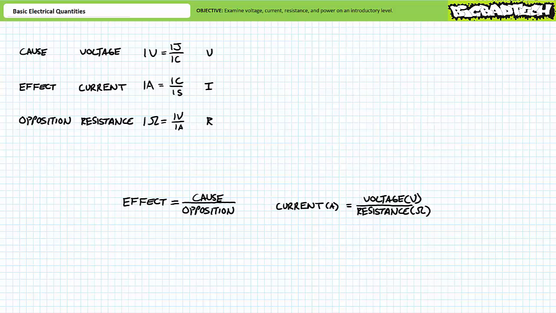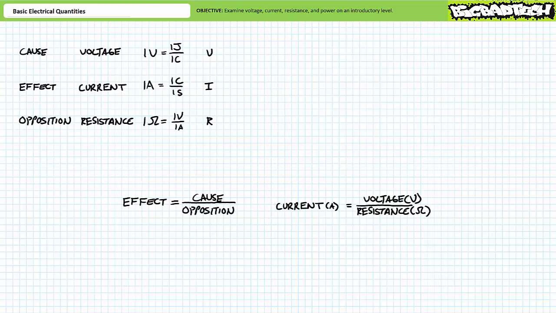Other observations are equally as valid. If cause was held constant and opposition increased, effects should decrease. Stated another way, same voltage, more resistance yields less current. Conversely, if cause was held constant and opposition decreased, effects should increase. Stated another way, same voltage, less resistance yields more current.